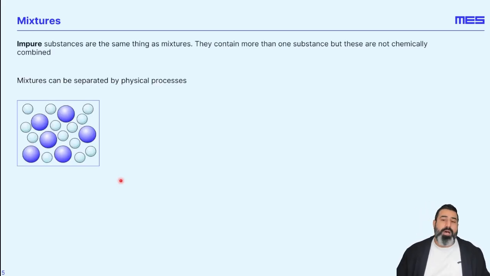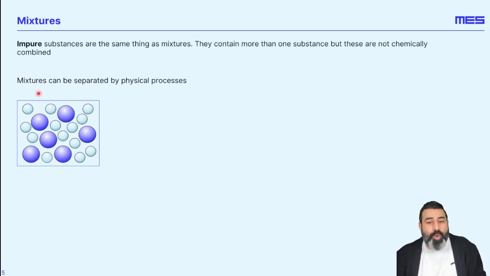This is a little cartoon of a mixture. We've got a light blue substance and a dark blue substance. They're not chemically connected, so if I just want to take the light blue one out, I can do that. Imagine this is a box full of Skittles. If I want to take out the green ones, I can do that because the Skittles are not all glued together.